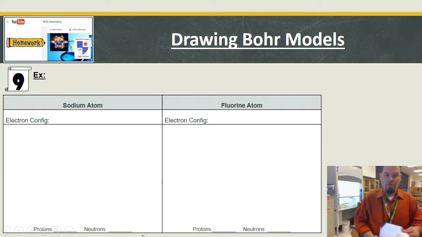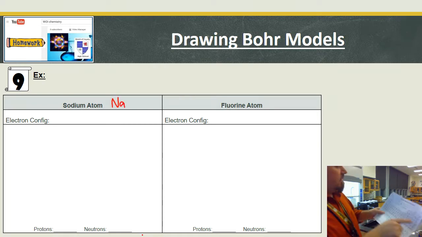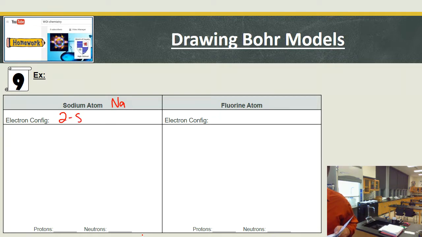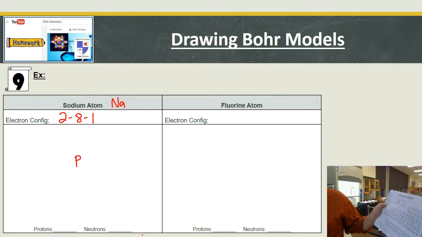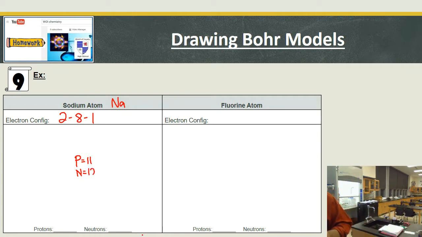Sodium, if you didn't know, is Na. So I'll put that up on there. As I look, Na is number 11, and it has a 2-8-1 electron configuration. I don't know if you can see that, but it's there. So 2-8-1 is my electron configuration. I know that the atomic number is 11, so I'm going to say P equals 11. And then real quick in my head, I know the mass is 23, so 23 minus 11 is 12 neutrons. And then I'm going to draw a circle around that.